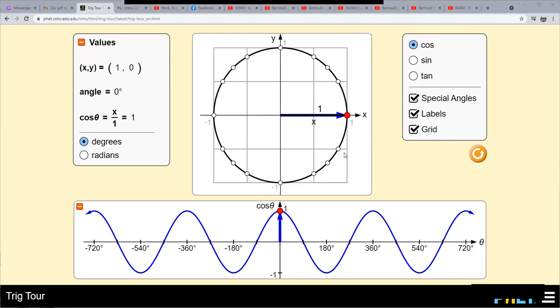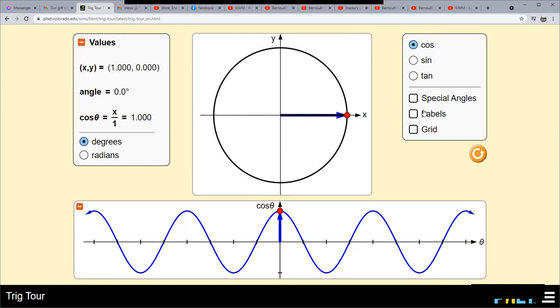As you can see here, I have the basic trigonometric functions that we are going to simulate: cosine, sine, and tangent. We are going to specify the special angles, the labels, and also the grid. This is a simulation. We can choose either radians or degrees for the angles. In this particular case, I chose degrees.